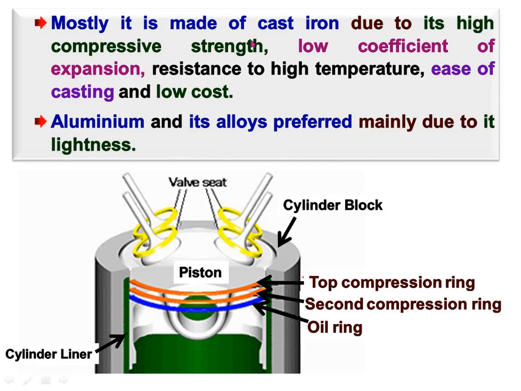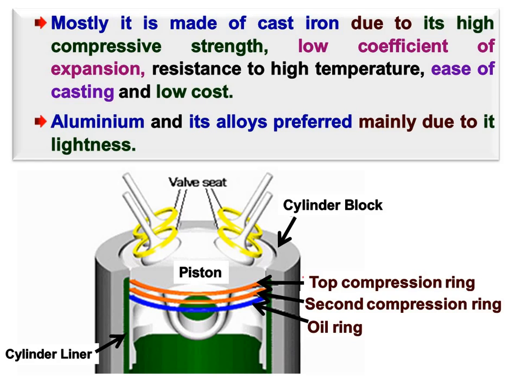Now, what is the material of the piston? Mostly it is made of cast iron due to its high compressive strength, low coefficient of expansion, resistance to high temperature, and ease of casting at low cost. These are the characteristics of cast iron. We know that cast iron has good compressive strength. It has a low coefficient of expansion.